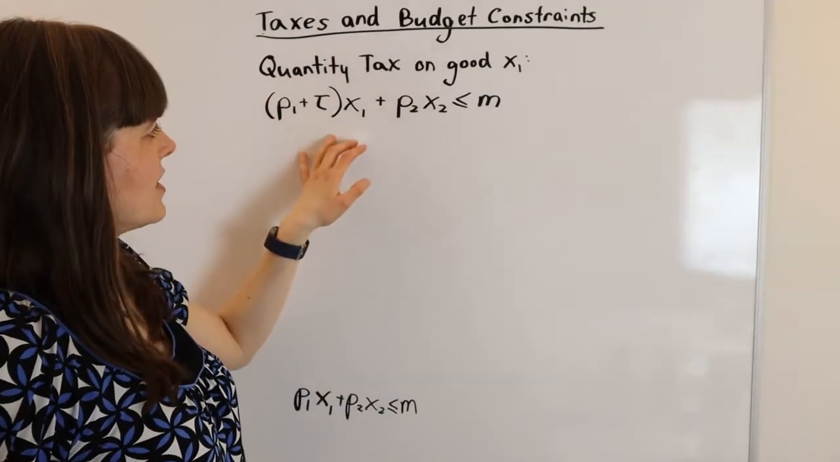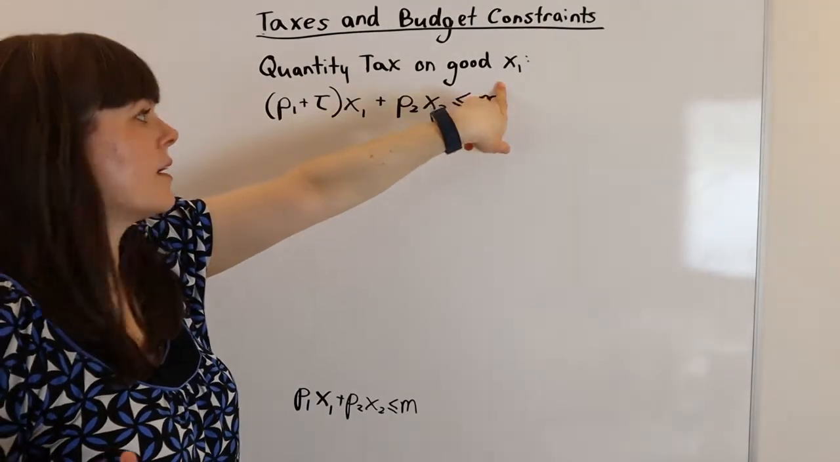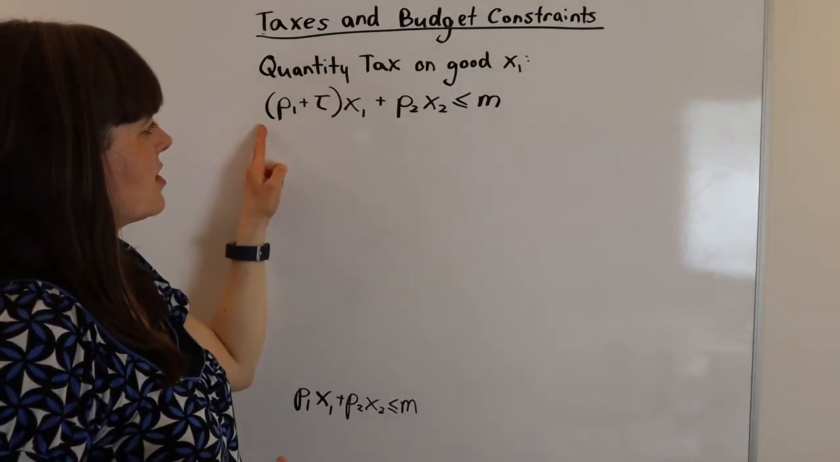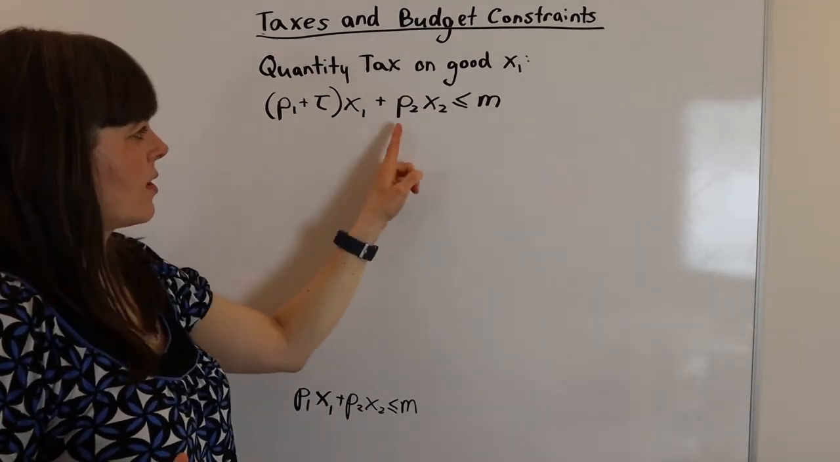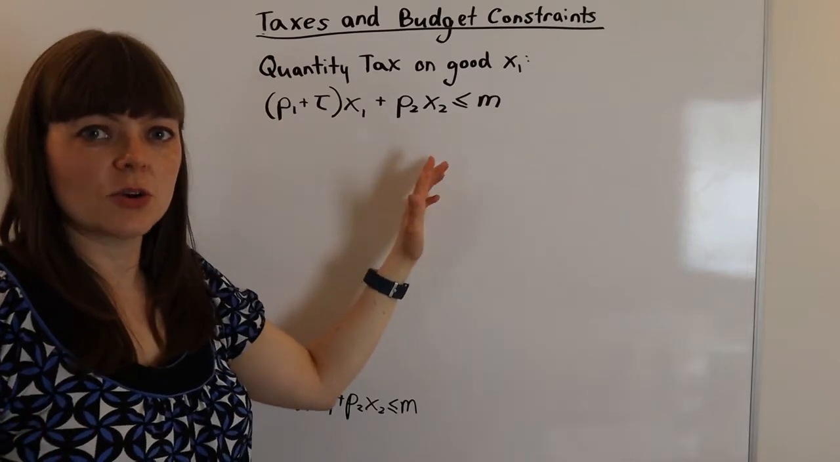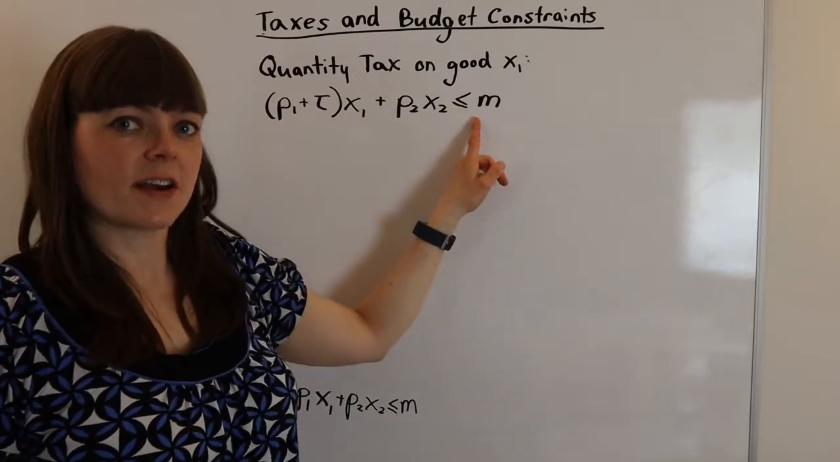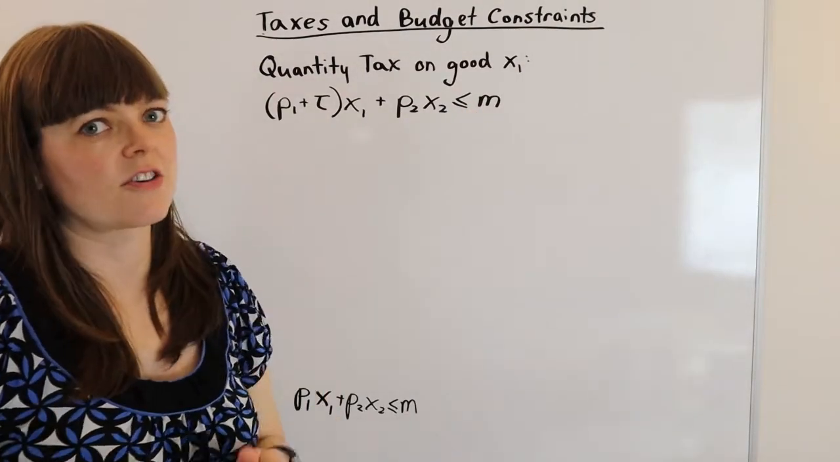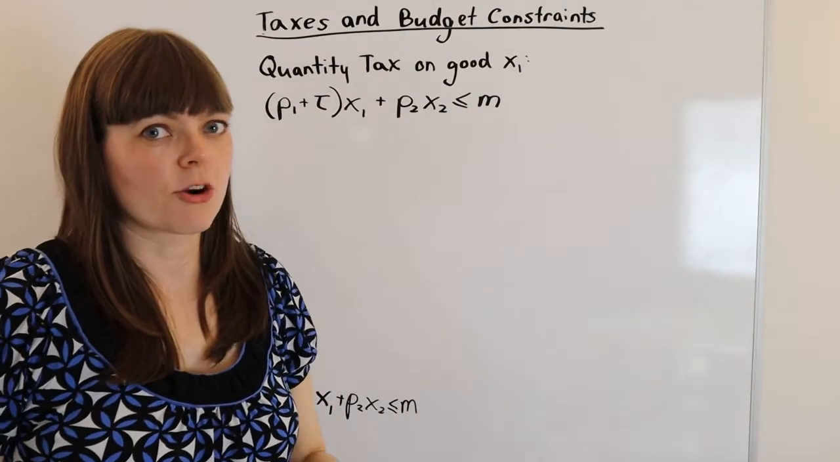So that's a quantity tax on good X1, so it doesn't apply to good X2. This is how it adjusts only the total spending on good X1, not the total spending on good X2. And of course, it doesn't affect how much money we have to spend. The $100 stays $100. Now let's do ad valorem taxes.